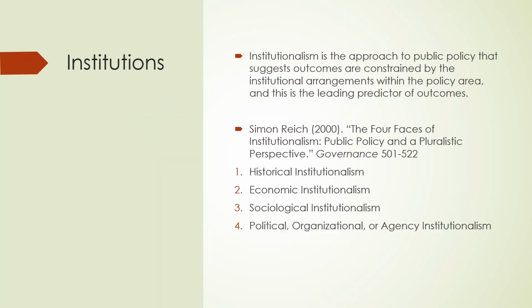Which leads naturally to a discussion of institutions. Institutionalism is the approach to public policy that suggests outcomes are constrained by the institutional arrangements within the policy area, and that this is the leading predictor of outcomes. So there's many different perceptions of what institutionalism is. So I sought a reading that would help us understand the different views of institutionalism. And I found this article by Simon Reich from 2000 called The 4 Faces of Institutionalism, Public Policy, and a Pluralistic Perspective.